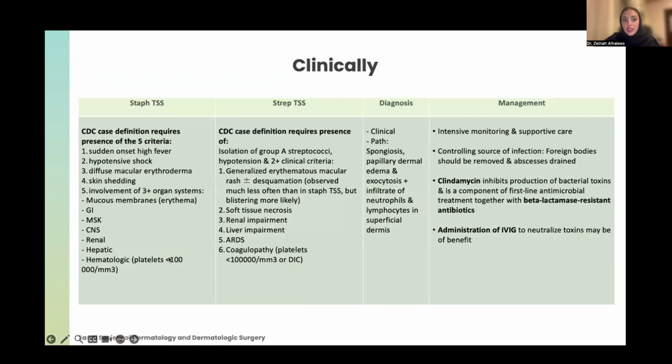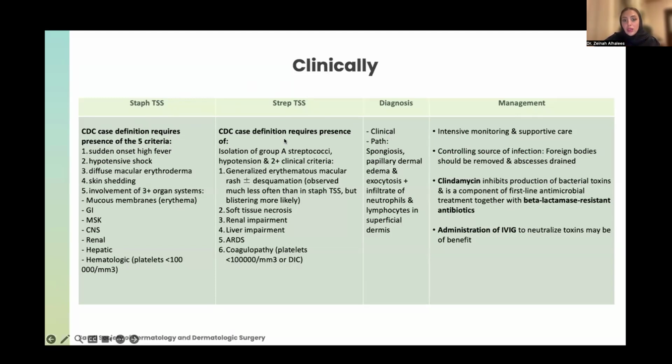And this table shows you the differences between your staph TSS and your strep TSS. And these are the CDC case definitions for each. So the CDC case definition of staph TSS, usually you have the presence of 5 criteria. So you want to have a sudden onset of fever. You want to have a hypotensive shock. You can have a diffuse macular erythroderma, skin shedding, and involvement of 3+ organ systems, either the mucous membrane, which they actually consider as a separate organ system than skin, your GI, MSK, CNS, renal, hepatic, or hematologic.